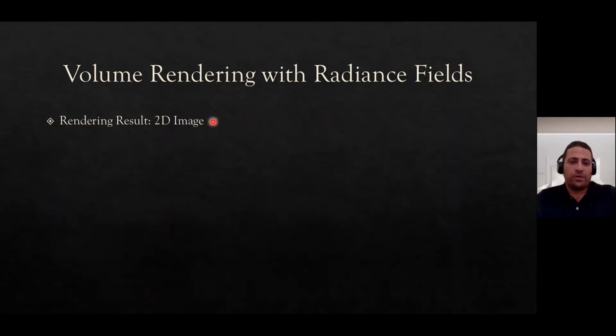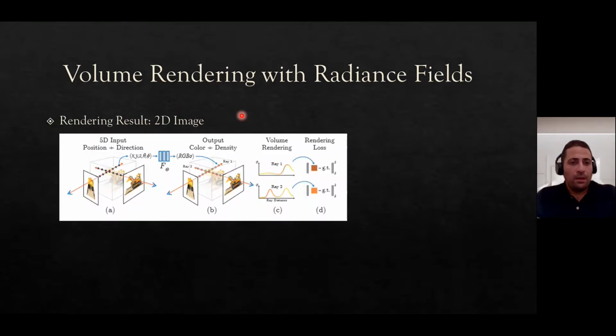Now, rendering, which is the output, is just a 2D image. So the rendering result is a 2D image. This is after we train a network. This is the output that we want from the network. So how do we do that? As explained before, we have a 5D input of position and direction, X, Y, Z, theta, and phi. This is an arbitrary point that we use as an input to the network, f of theta, and it outputs an RGB and sigma, which is the color and the density at this point.